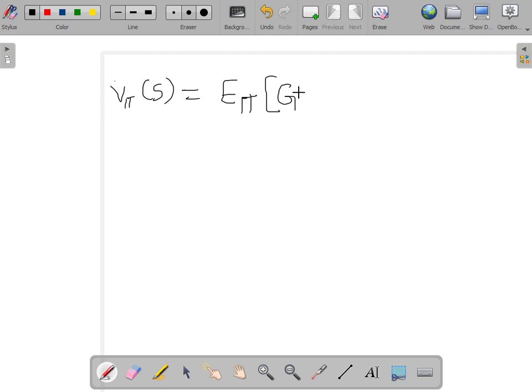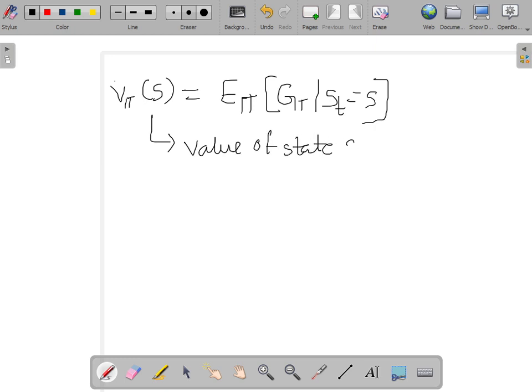So here we take it at time t, such that the state S is at time t. So by this, what does this equation v pi of S refer to? This is the value of state S with policy pi. Simple.